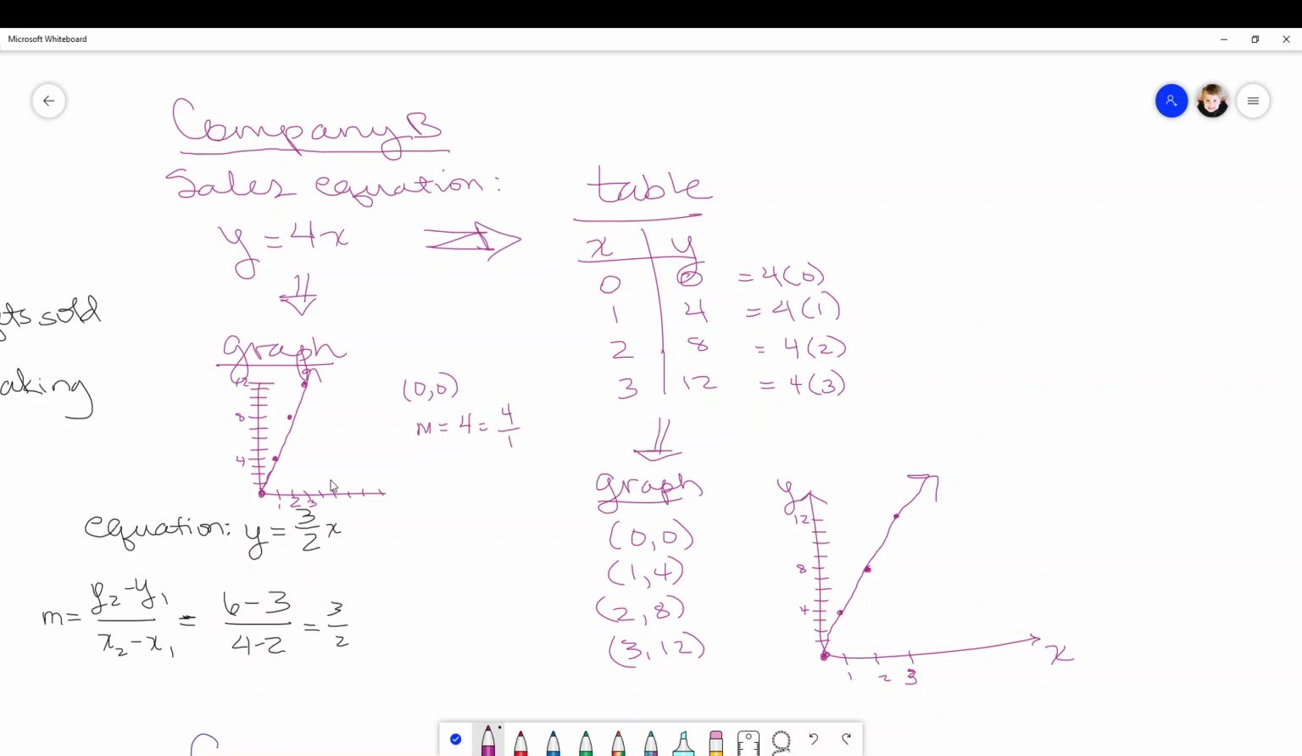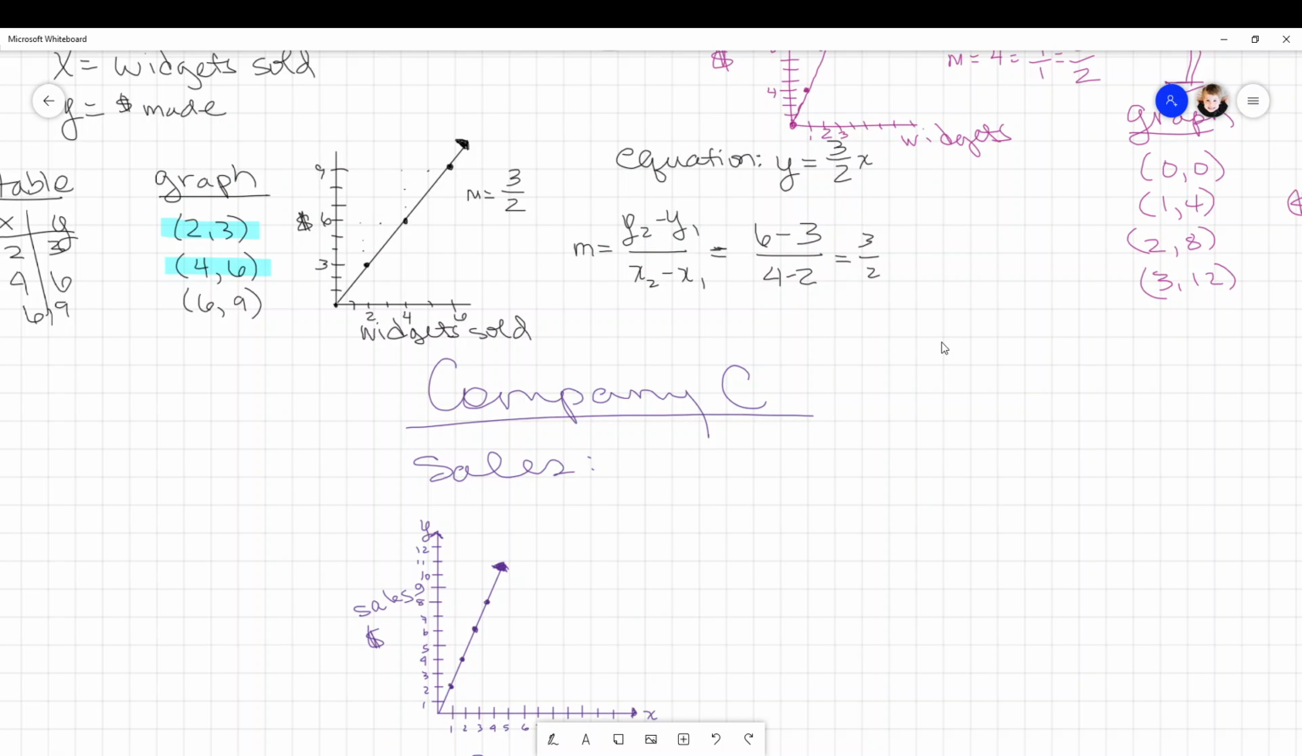So currently, company B is making more, because if you figure out what they make per 2 widgets, it's that coordinate. So $8 for 2 widgets. So instead of $3 for 2 widgets, company B makes $8 for 2 widgets. So currently company B makes more money than company A. Not sure why, just because it does.